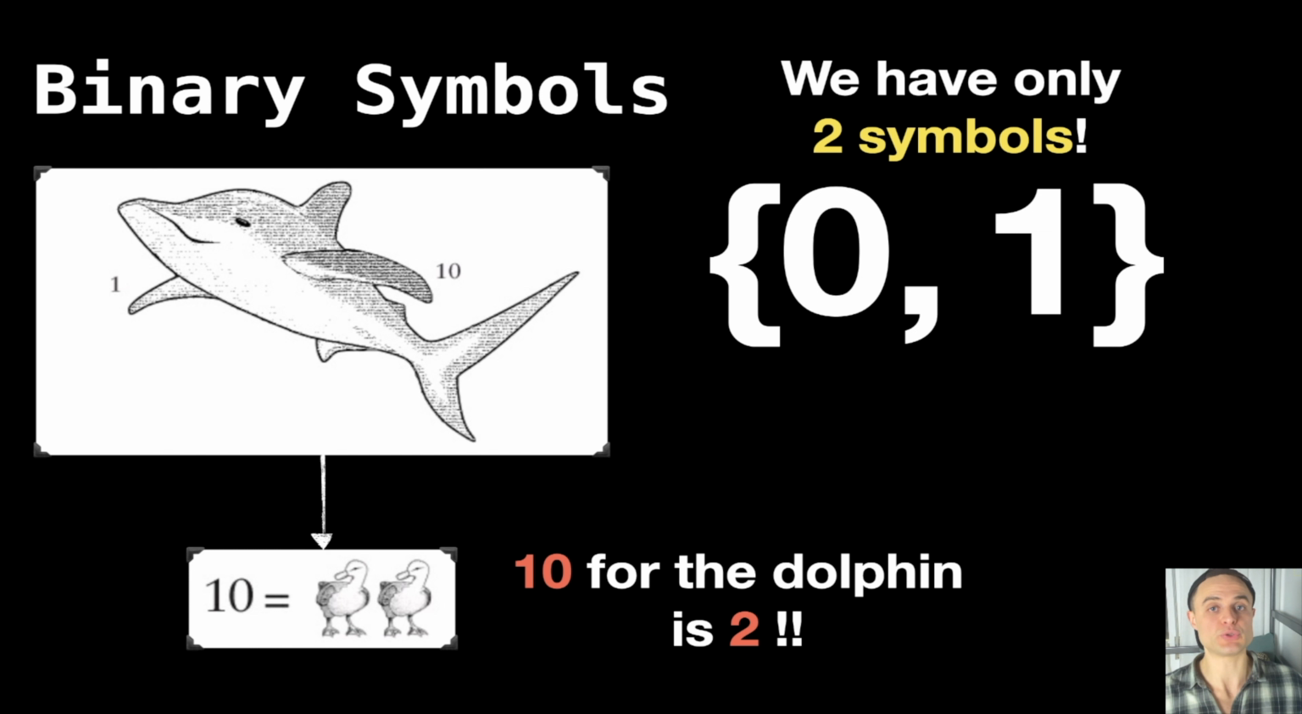I have only 2 symbols, 0 and 1. So we start. I have 0, 1. I already finished all my symbols. So what do I do? I increase by 1 the upper position. So 2 ducks are gonna be 1 and 0, right? Like a normal number, you understand what is going on.